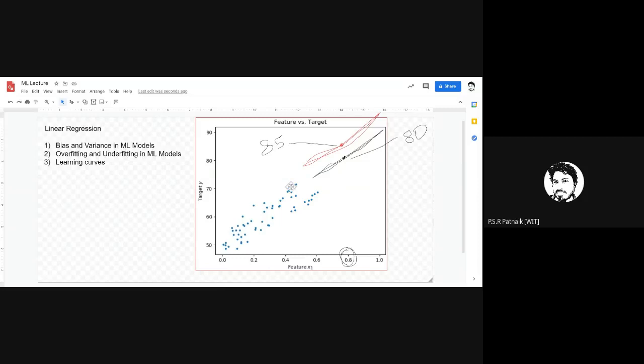So if I want to frame a question here, do you say that my ML model has guessed the pattern? If I say the red line is what my ML model is predicting, do you think my ML model which we have developed guessed the pattern in these points? Yes or no? What do you think? Did it guess the pattern?